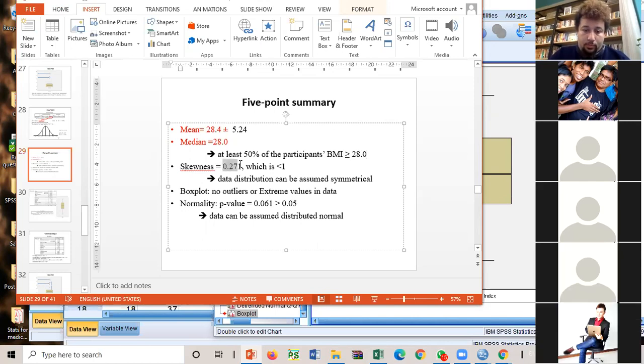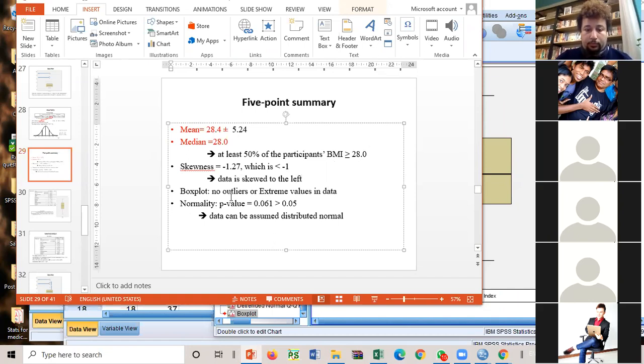Negative 1.27. Data is negatively skewed, which is less than negative 1, so the data is not symmetrical. Or I can say data is skewed to the left. Non-symmetrical, it's not distributed normally. Skewed means no longer normal.